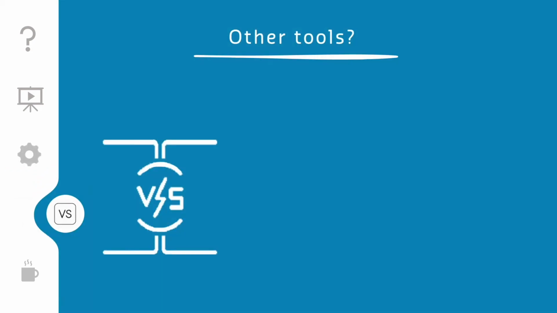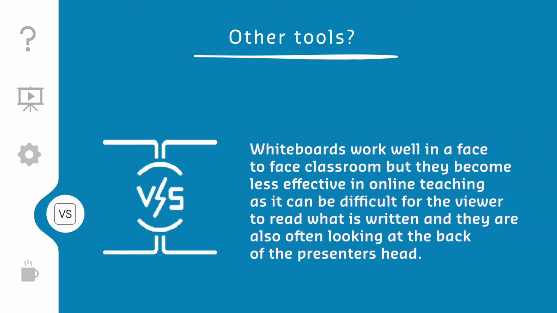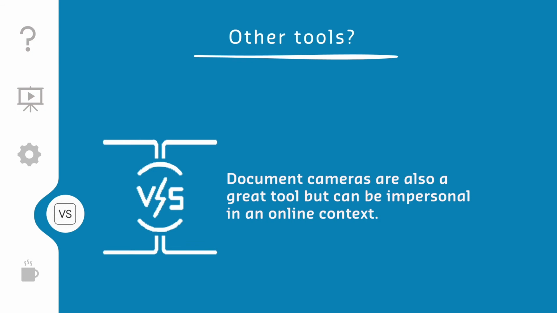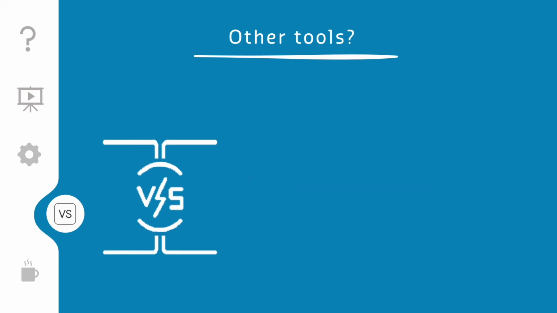Why use the Lightboard instead of other tools? Whiteboards work well in a face-to-face classroom, but they become less effective in online teaching, as it can be difficult for the viewer to read what is written, and they are also often looking at the back of the presenter's head. Document cameras are also a great tool, but can be impersonal in an online context. Tablets are another great tool, but can be costly and can take time to configure, record, and edit the recording.